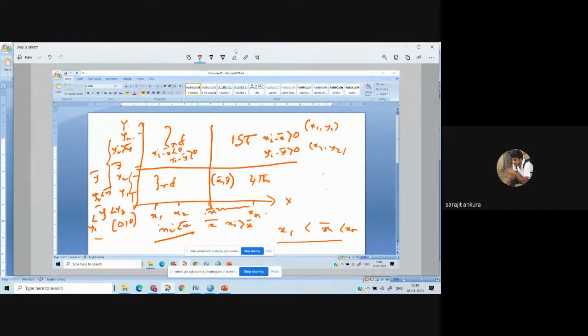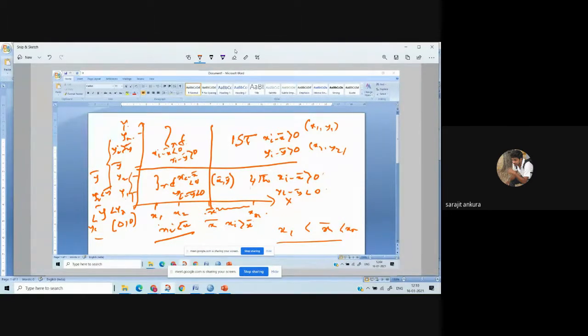And what is the meaning of third quadrant? Third quadrant is xi minus x bar less than 0 and yi minus y bar less than 0. What is the meaning of fourth quadrant? Now xi minus x bar greater than 0 and yi minus y bar less than 0.